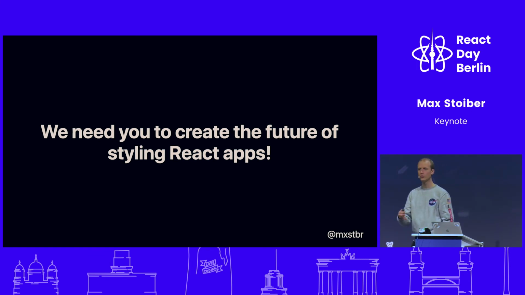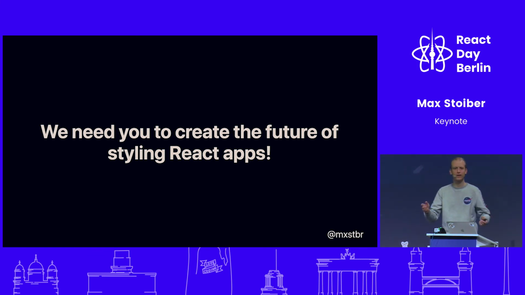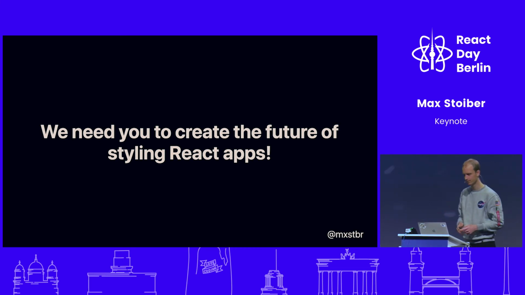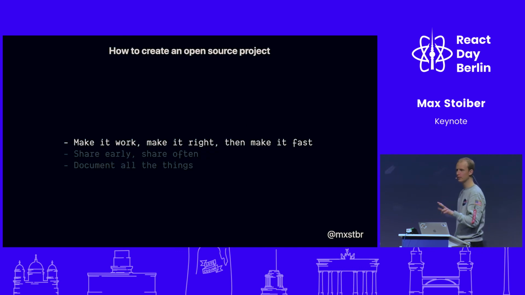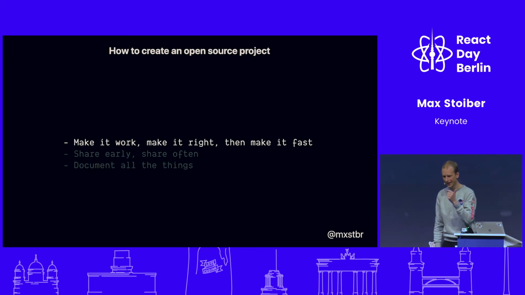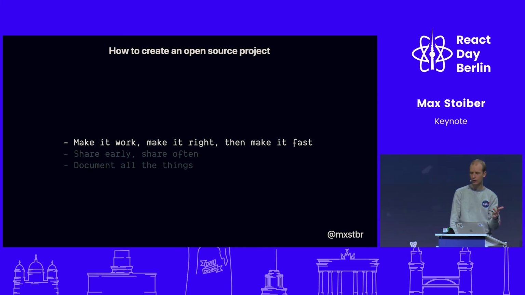Now, how do you actually do this? If you have an idea, how do you go from, I have an idea for an API, to sharing it with the world and making it popular? There's 3 tips I have for you. The first one is that you have to do it in an order. You first have to make it work, then you have to make it right, and then you have to make it fast.